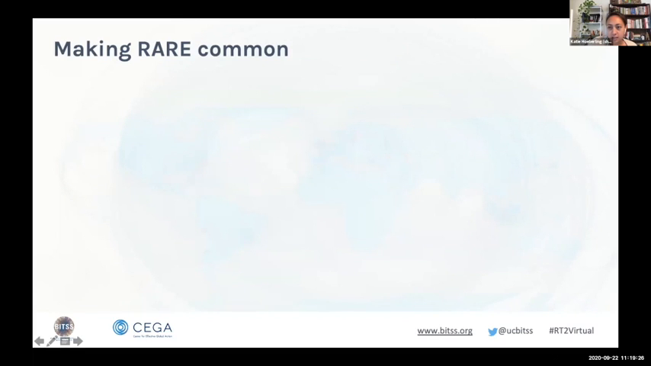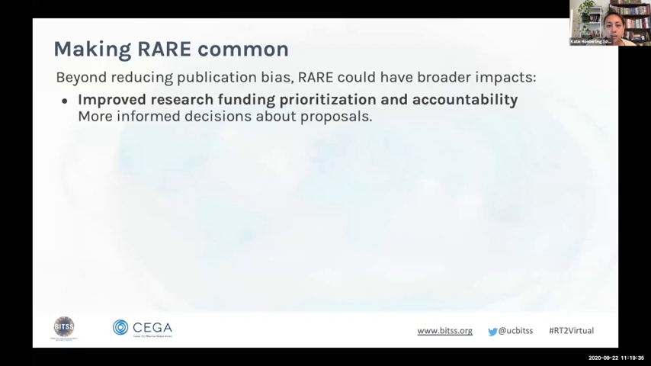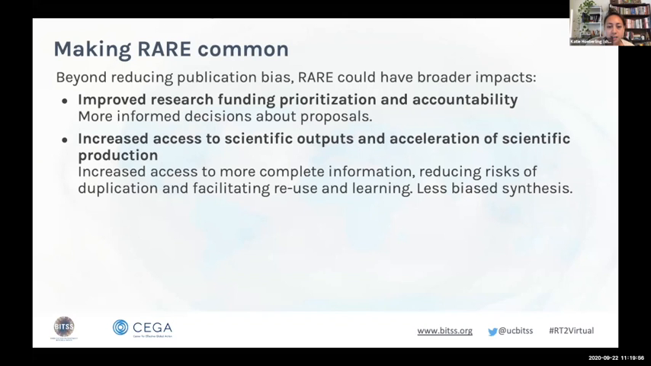Okay, and then the last thing that I'll talk about is the kind of broader impacts that we think this would have. So beyond reducing publication bias, we think it could improve the making of more informed decisions on the part of granting agencies and others regarding how to prioritize research proposals, and keeping investigators accountable, and institutions accountable for that matter.